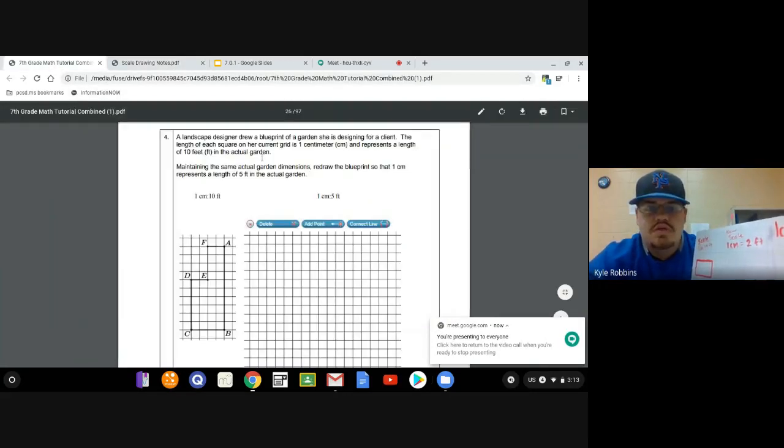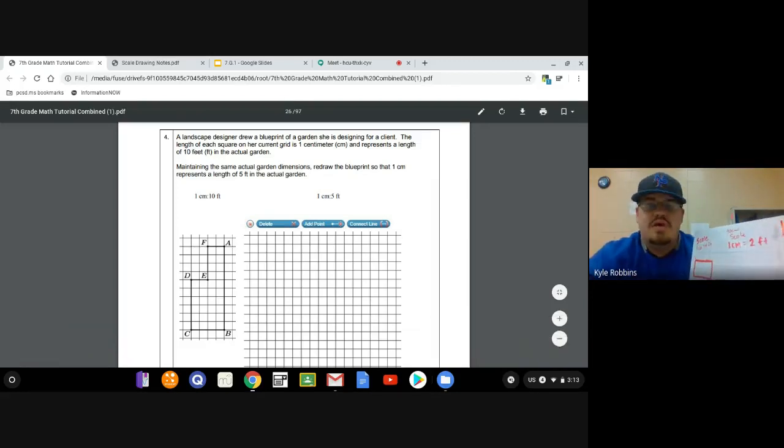Oops, my bad. So here you've got, it gives you a landscape design, a blueprint of a garden. All right, so here on mine we've got a rectangle, and it gives you the scale. It gives you the scale for the one that they have already drawn, and then the scale for the one that they want you to draw. All right, so this one's going to be a lot like that.